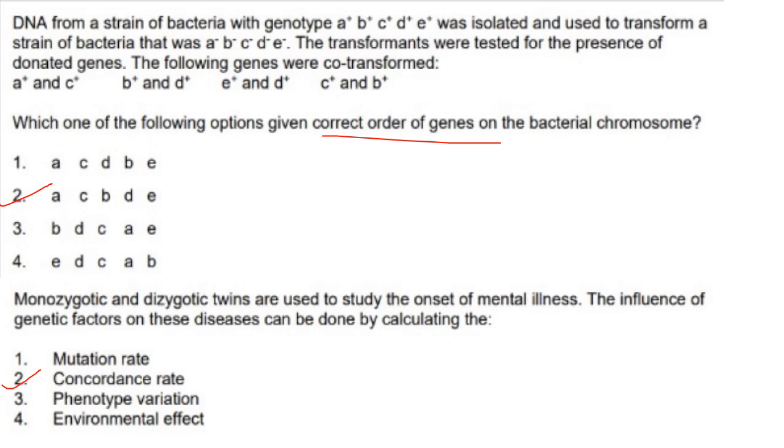Monozygotic and dizygotic twins are used to study the onset of mental illness. The influence of genetic factors on these diseases can be determined by calculating the concordance rate. Concordance rate is like the chance of offspring having a certain disease if the mother is having it, or the father is having it, or his or her elder brother or sister is having it. All these can be calculated using the concordance rate. Answer is option 2.